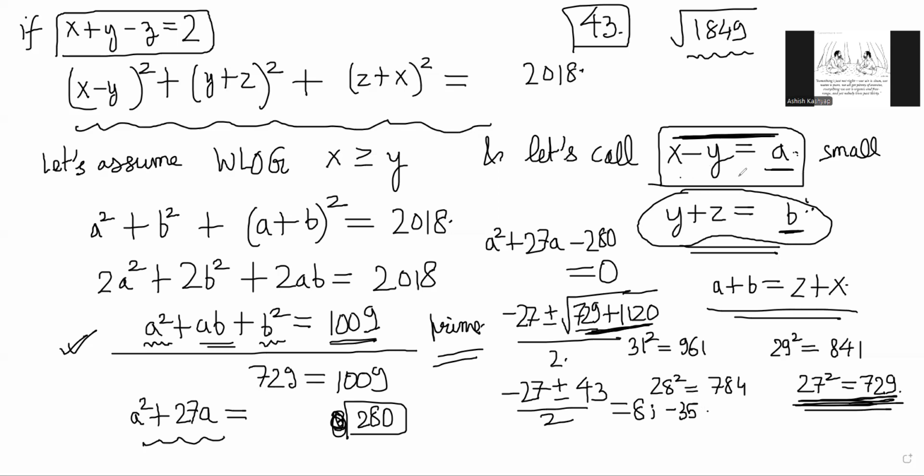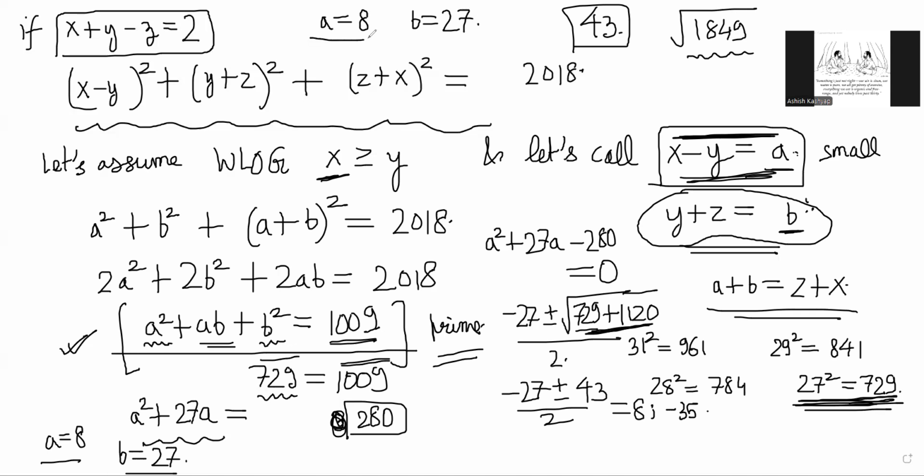So this was the difference of x and y, and we said that x is bigger than y, so we'll assume the positive answer only. So we're getting a is 8 and b is 27. Obviously, this is guesswork. We have to check. We could have checked with 29 square also, but that was not coming. I guessed with this because it was 729 and 1009, and I was hoping for some nice numbers.